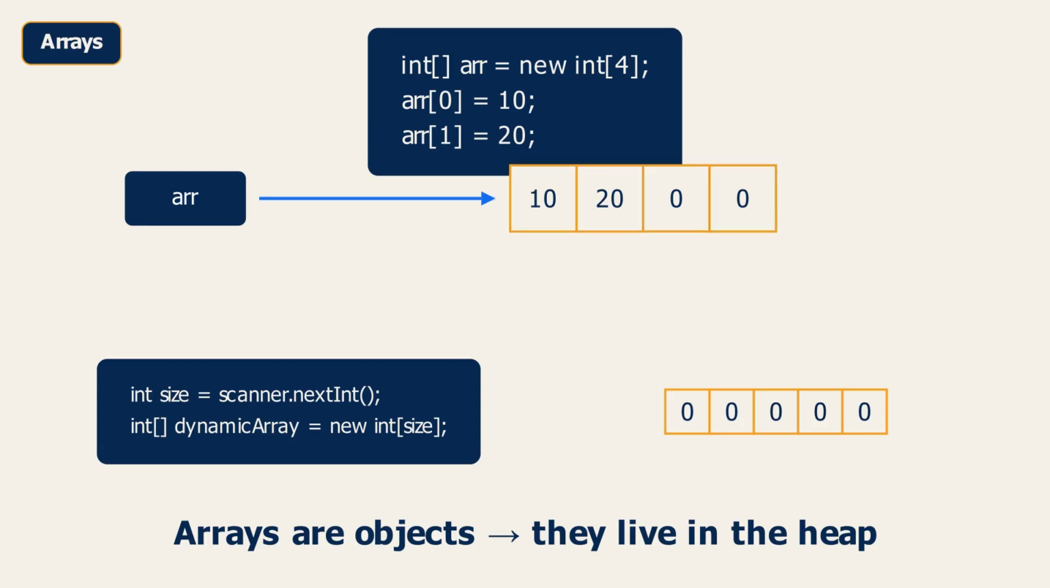cell. And this next line is where dynamic allocation becomes really obvious. We read a size from the user and then create a new array of exactly that size. The size of this array isn't known until the program is actually running and the user types a number. That's true runtime, dynamic memory allocation.